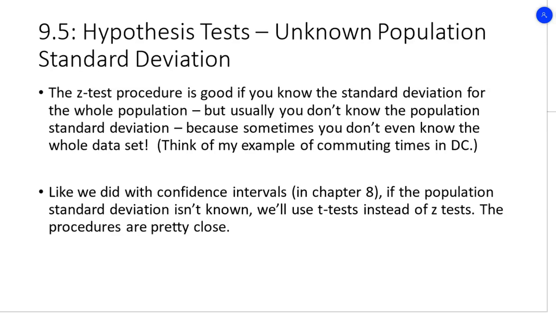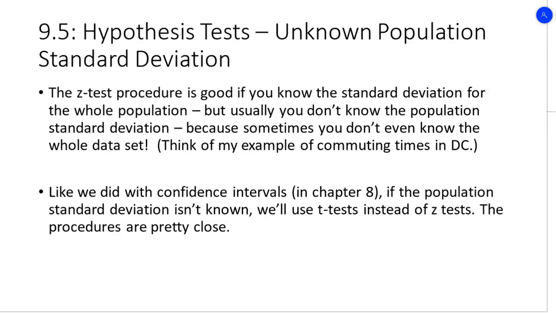So you remember a couple of the examples we've had to actually calculate the sample mean from a set of data, and we were mysteriously given the population standard deviation. Of course, that won't always happen. We may have to calculate it ourselves. So what we'll do is we'll actually go back to those t-charts from Chapter 8, and we'll use t-tests instead of z-tests. The procedures are pretty close.